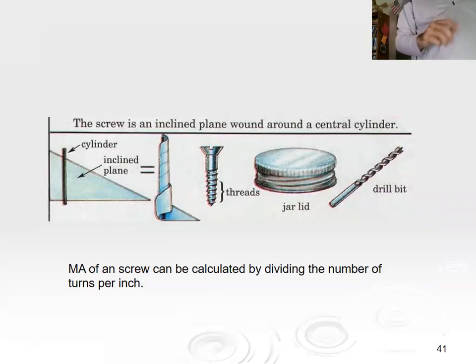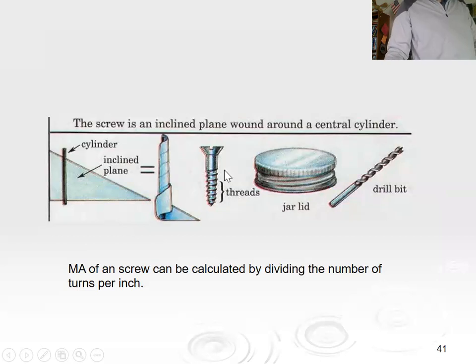Who's ever used screws before? There are different types of screws for different types of things, correct? Let's talk about the mechanical advantage. Is it easier to put a fine thread screw in or a coarse thread screw in? Fine thread. Fine thread doesn't take as much battery power because it has a greater mechanical advantage. It's the number of turns per inch. So the more turns a screw has per inch, the more mechanical advantage.